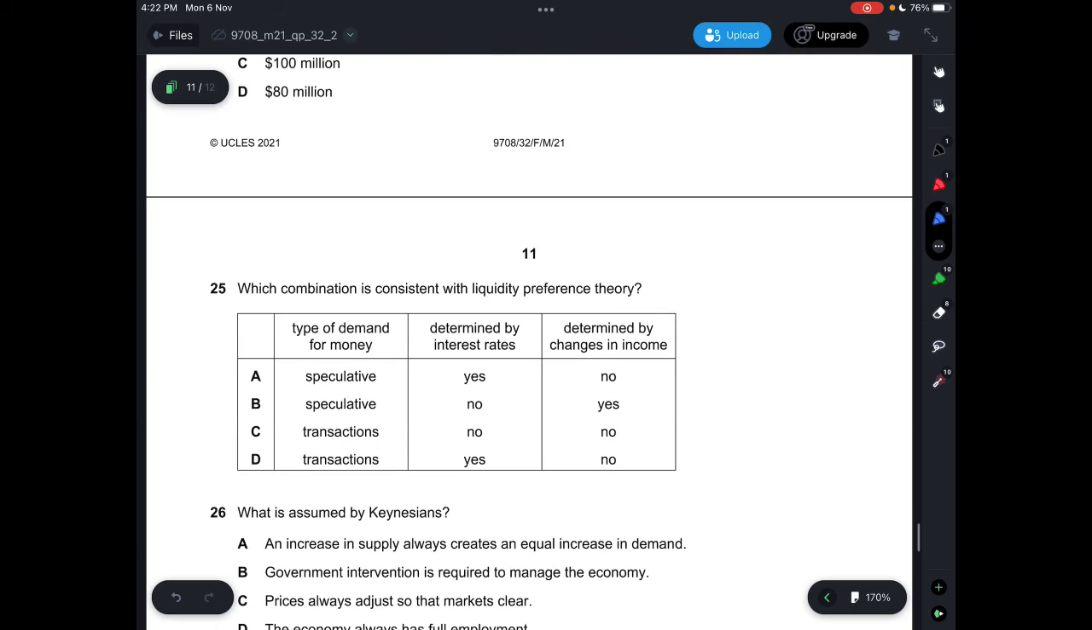Right? Question 25. Which combination is consistent with liquidity preference theory? So liquidity preference, people will prefer to have money in order to purchase bonds so that they can gain a return. So this is actually not determined by your changes in income, it's determined by the interest rate. So B and C is completely ruled out. And then D is also ruled out because there's transaction motive, which is not correct. Transaction motive is basically like money that you have to spend regardless. Like you need to spend on food, for example. You need to spend on the daily needs. So A itself would have to be the answer because speculative motive, so you speculate that the bonds will be at a lower price and a higher interest rate. And also determined by interest rate, so answer here will have to be A.